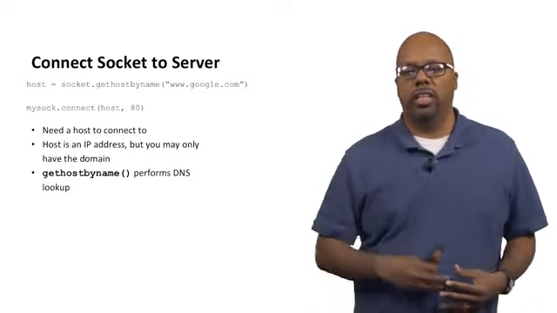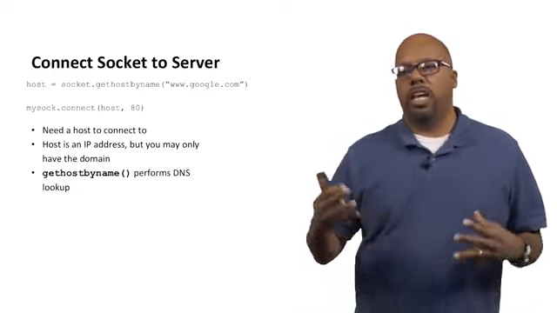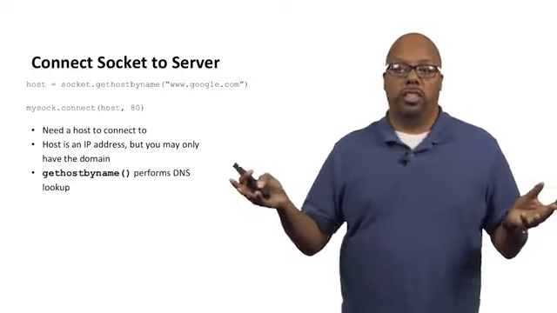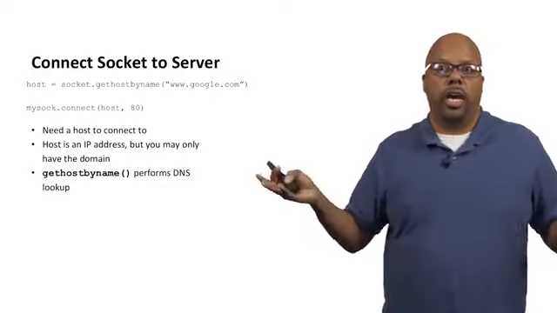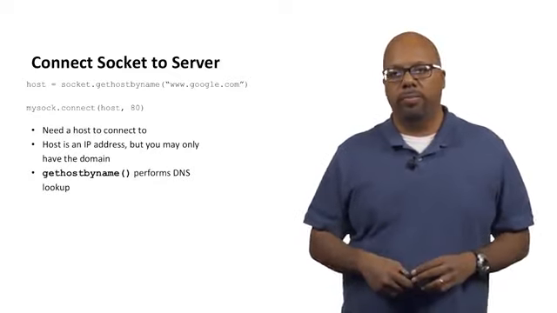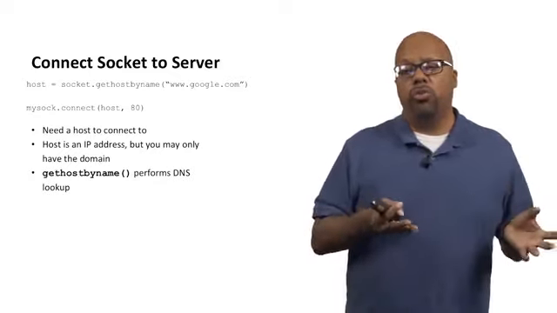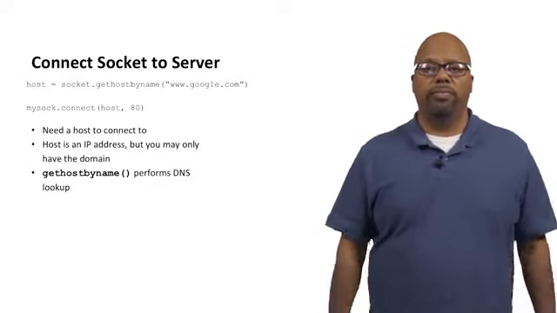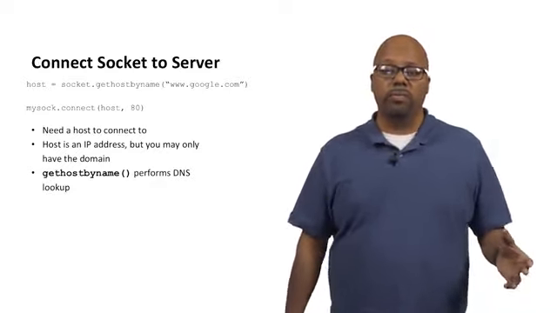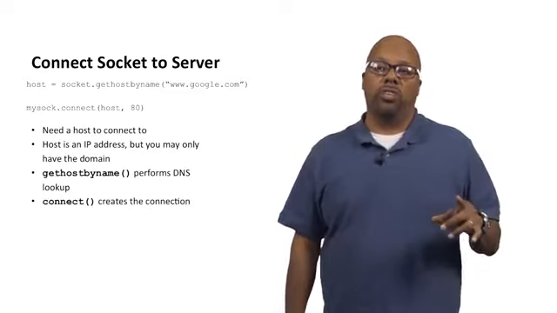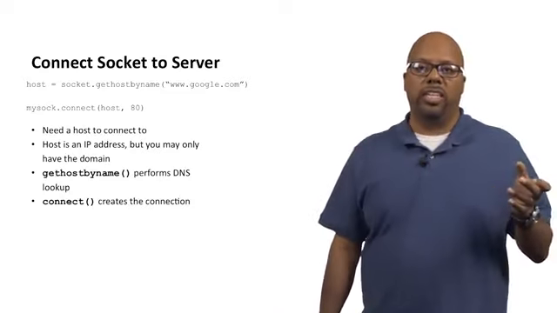If you look at that line of code, socket.getHostByName, the argument is the domain name, www.google.com, or whatever domain we want to communicate with. You call that, and it returns the host, which is going to be its actual IP address. Now, once you've got the host, you can connect to that host. That's the remote host.